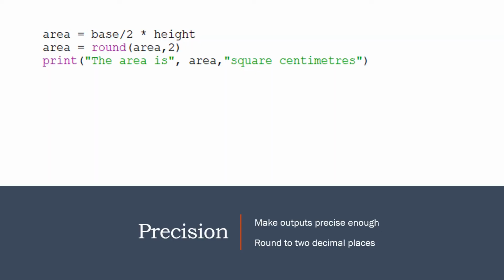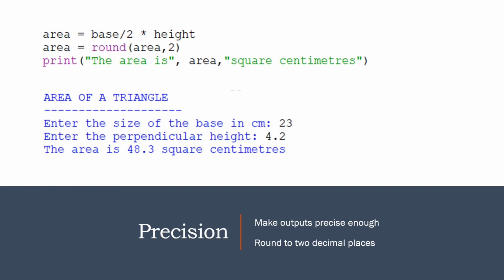So in this program, I've added an extra line, the second line of the code you see here, and I've rounded the area to 2 decimal places. So the output will come out as 48.3 instead of the very long number with a huge number of decimal digits after the decimal point.